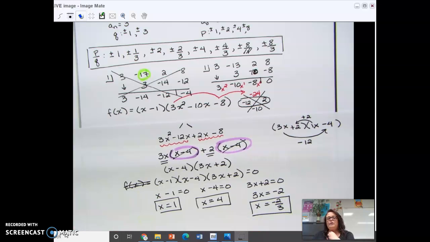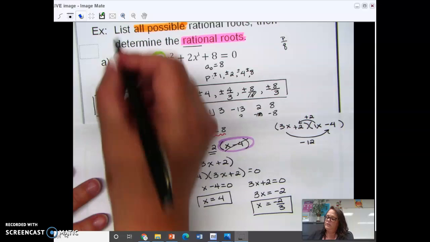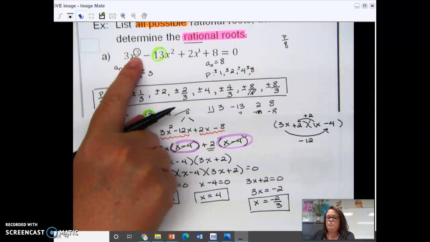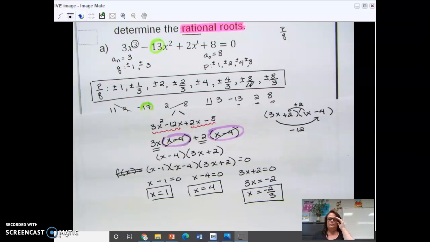And how do I know that there are no more zeros? The way we know that is if we come back to the original function, the degree is 3, so that means that we have 3 complex roots, and I found all 3 of them, okay? Notice they're all rational because I can write them in the form of a fraction, where the numerator and the denominator are both integers.